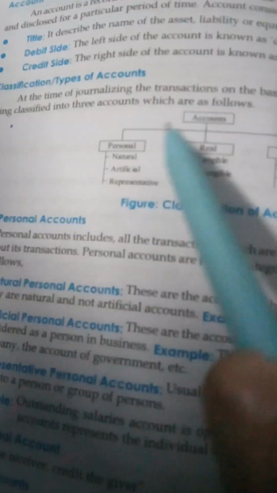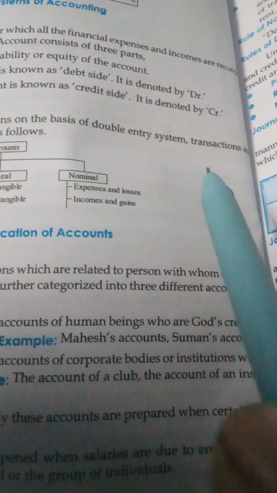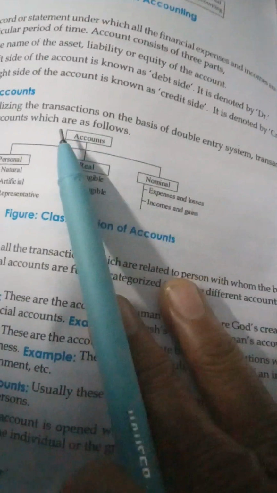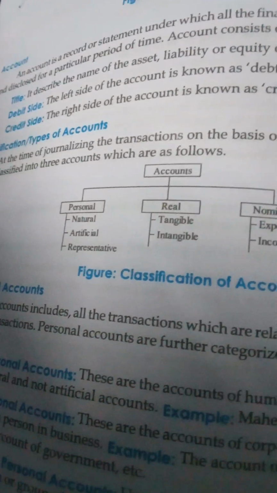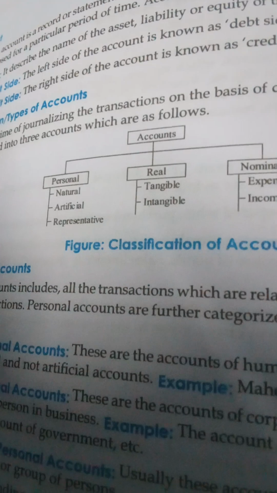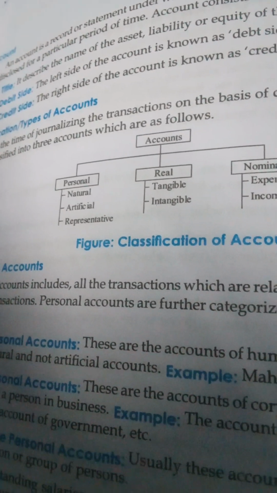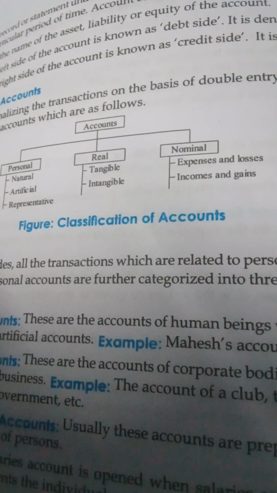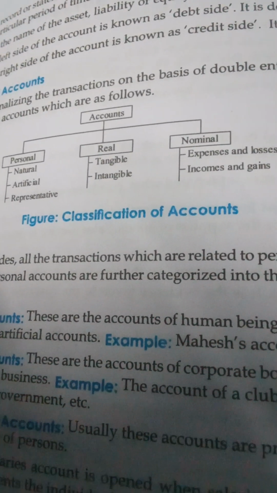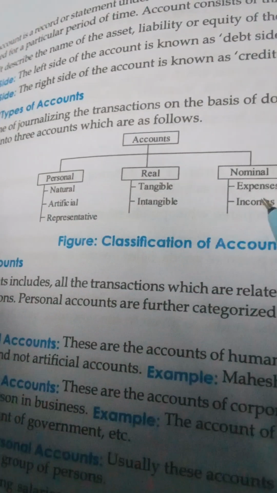Classification of types of accounts. At the time of journalizing, the transactions of the business under the double entry system are classified into three accounts which are as follows. First one, personal: natural, artificial, representative. Second one, real: tangible, intangible. Third one, nominal: expenses and losses, income and gains. Figure: classification of accounts.